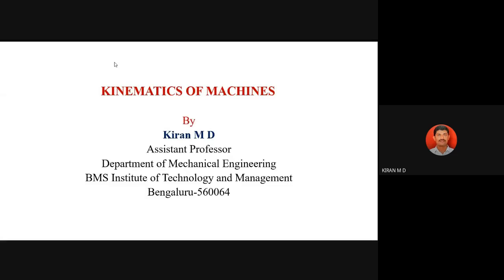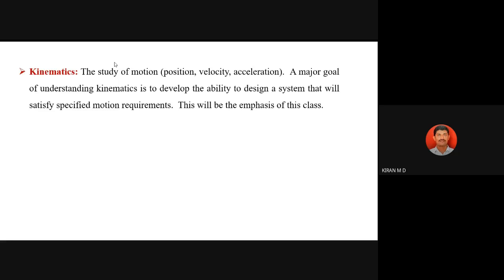Today we will start with the introduction of kinematics of machines. So we all know that. Before going to the kinematics, we will discuss what is kinetic, what is static, and then kinematics and dynamics.